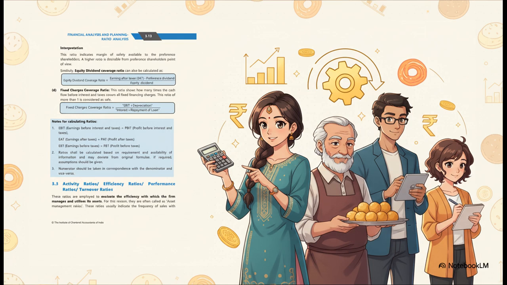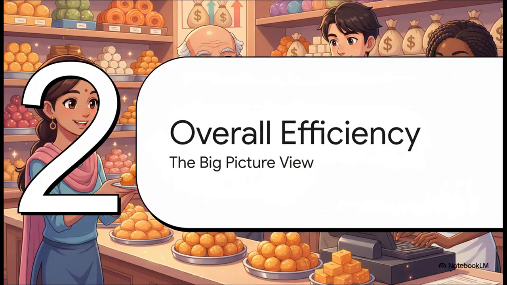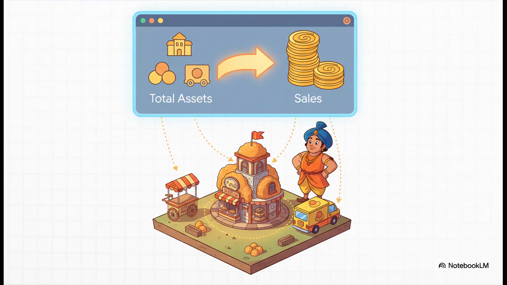Simple as that. All right, let's start by looking at the big picture, the 30,000-foot view of the whole operation. How efficiently is Beam's entire business using all of its resources to make money? And for that, we start with the big one, the total asset turnover ratio. Seriously, think of this as the main scorecard for Beam's entire ladoo empire. It tells us how much sales revenue he's making for every single rupee he's invested in his assets, everything from the delivery van to the cash register.